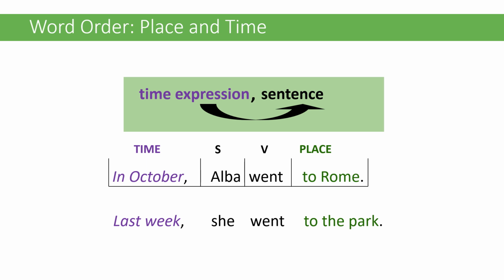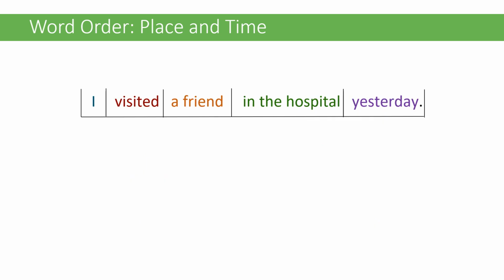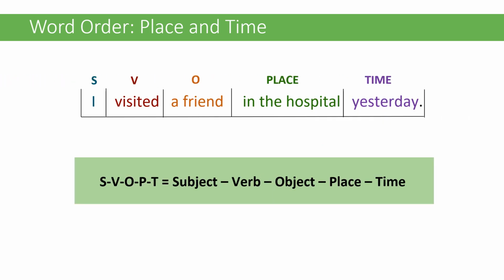So in this one, T is coming before P, but only when the time comes at the beginning of the sentence. When the two of them are next to each other at the end of the sentence, P is still going to come before T. I visited a friend in the hospital yesterday. Objects come after verbs. Then we have place, and then we have time.